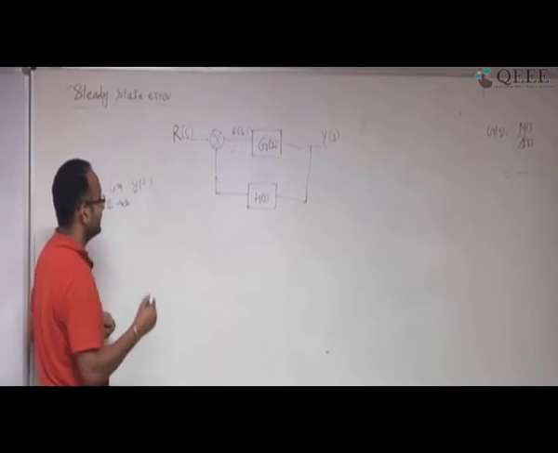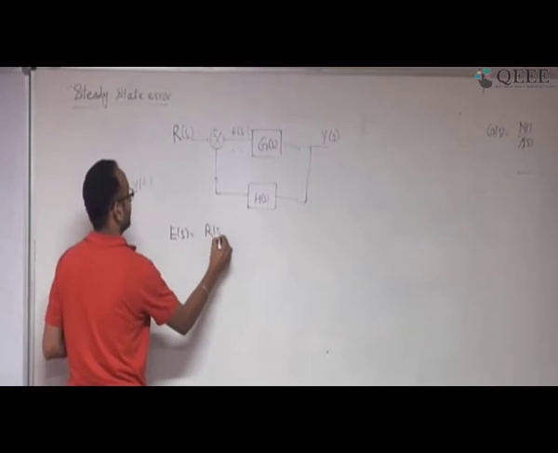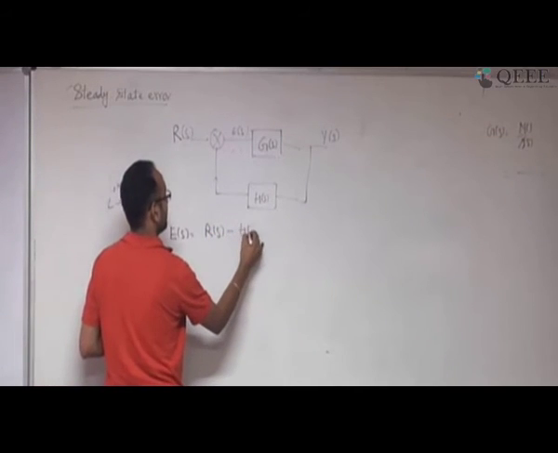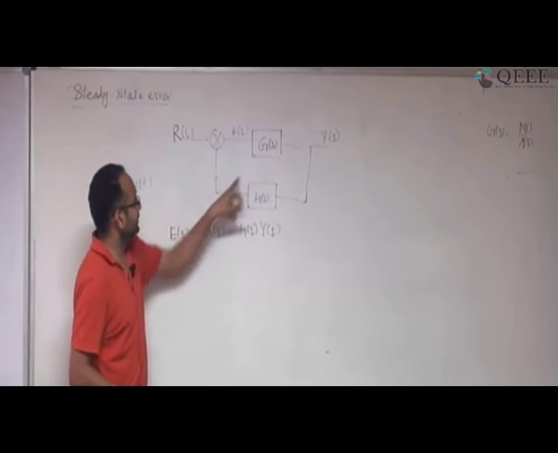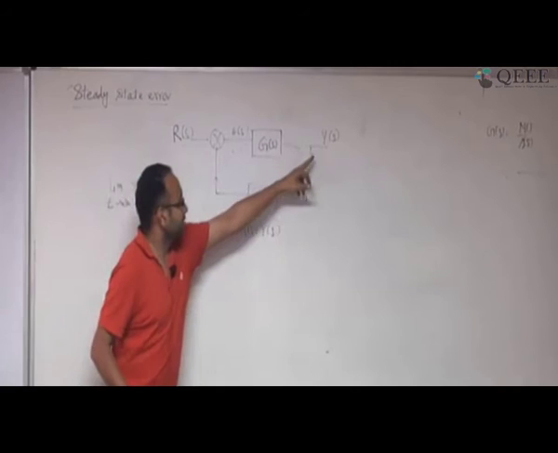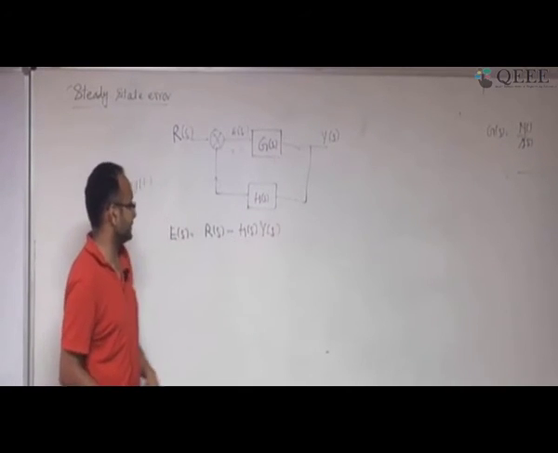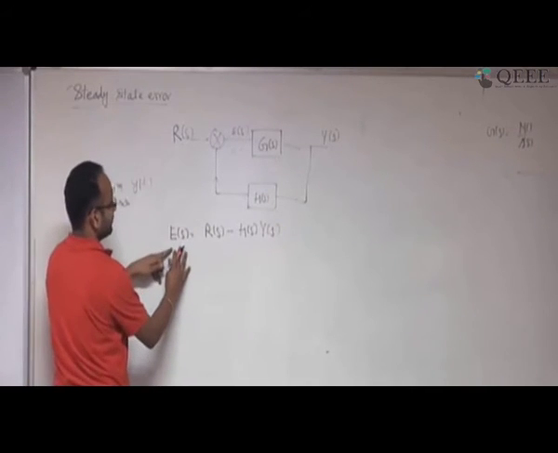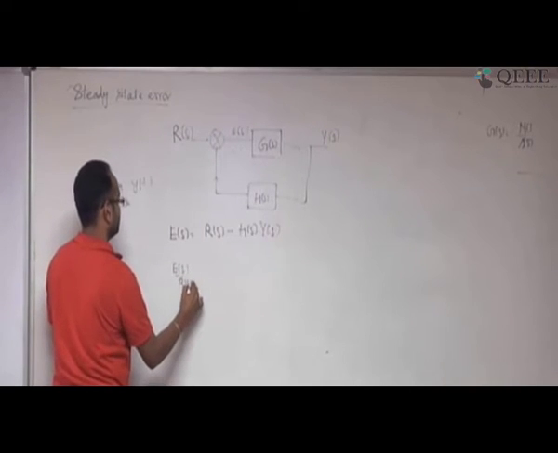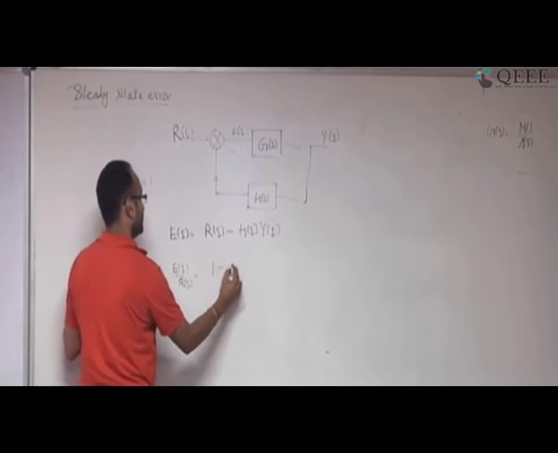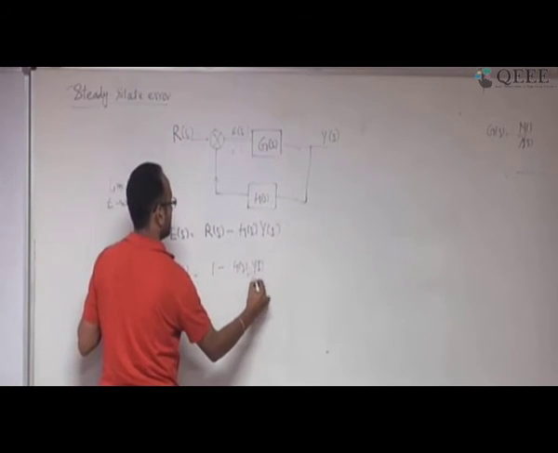Okay. So for that I can write E of S is going to be R of S minus H of S into Y of S. Is that clear? What I want at this point, the signal will come, H of S, this is Y of S into H of S will come here, and this E of S is going to be R of S minus H of S into Y of S. Okay. Now divide this equation by R of S.